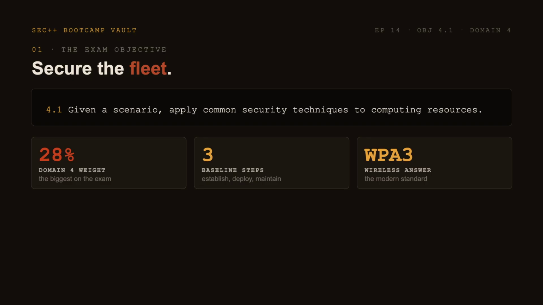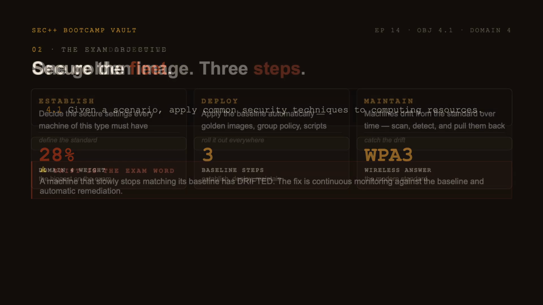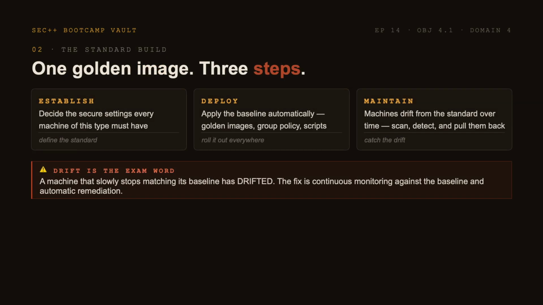The backbone, security baselines. 3 steps. Establish. Decide the secure settings every machine of a given type must have. What services run, what gets logged, which ports are open. Deploy. Roll the standard out automatically with golden images, group policy, or scripts, never by hand. And maintain. Machines drift from the standard over time, as people install things and change settings. You scan for drift and pull them back.